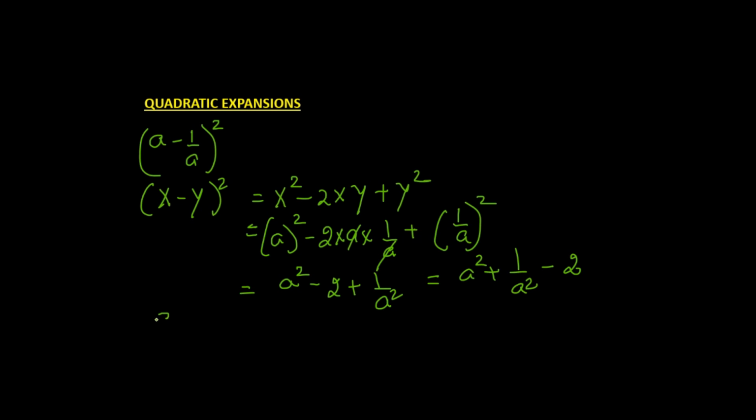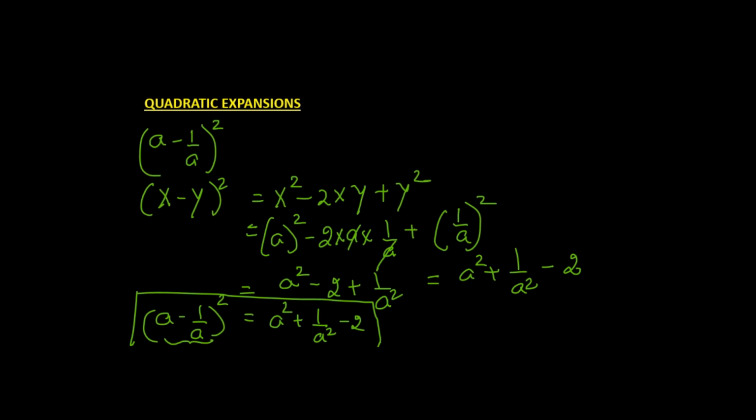Got it? So we got (a - 1/a) whole square is equal to the sum of the squares of the two numbers and a 2 subtracted from it, if you are performing the difference of two numbers which are reciprocal of each other.